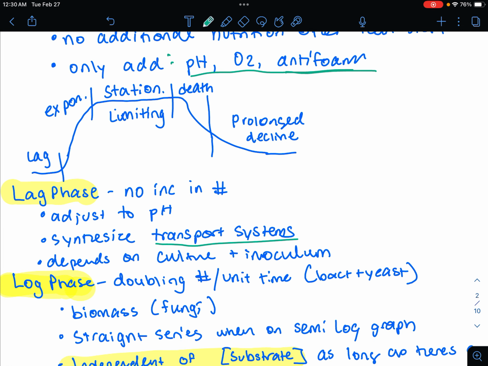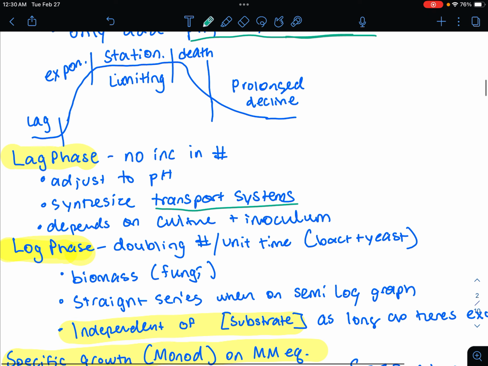And the lag phase depends on the phase of growth of the inoculum. If a culture is in log phase, there won't be any lag. Log phase is also known as exponential phase, so this is where we're actually going to see the doubling of cell number versus unit of time in yeast and bacteria, whereas the doubling of cell number biomass, or the filament in the system, will be in fungi.